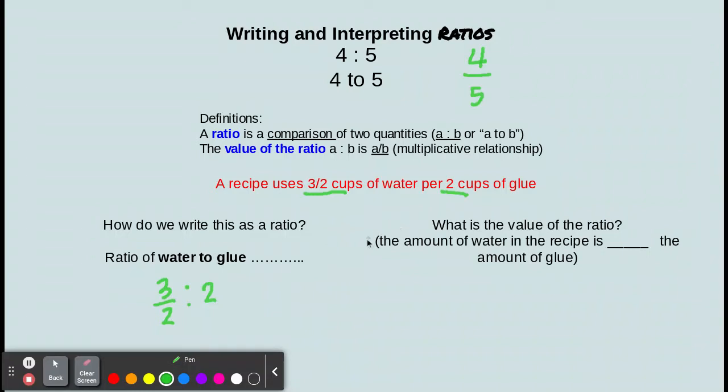But now we want to find the value of this ratio. And remember, I said you put the first number on top, 3/2, and the second number on the bottom, 2. This is the same as saying 3/2 divided by 2, which, thinking back to previous chapters, we know we do a keep, change, flip. We multiply it out and we end up with 3/4. So the value of our ratio is 3/4. And this means that the amount of water in the recipe is 3/4 the amount of glue.